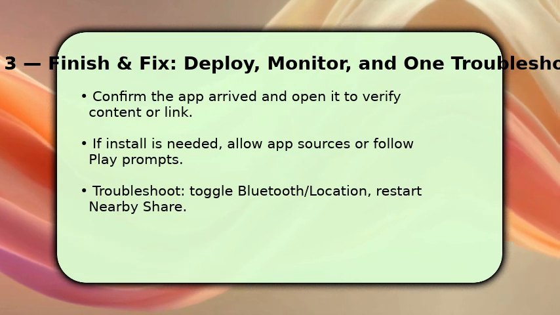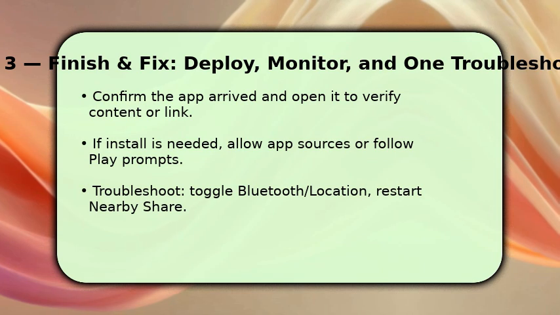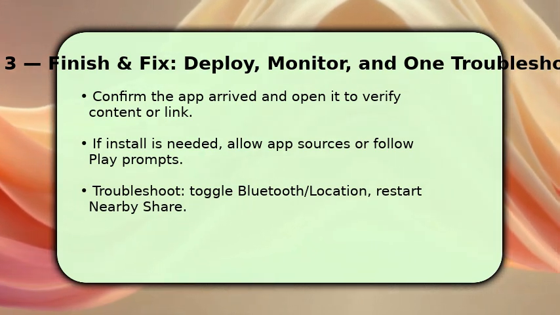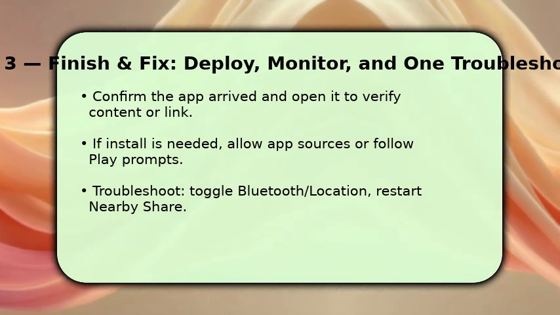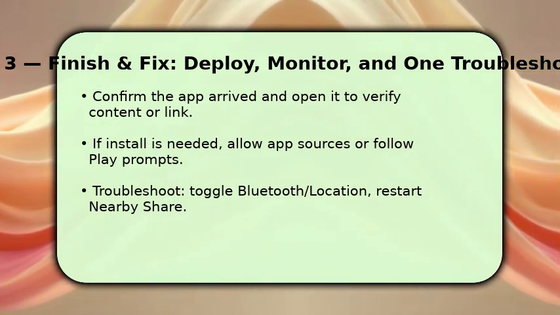If something goes wrong, try toggling Bluetooth and location, restart Nearby Share, and retry. These simple resets often fix discovery problems. If visibility prevents pairing, set both devices to everyone briefly, then change visibility back for security once complete.